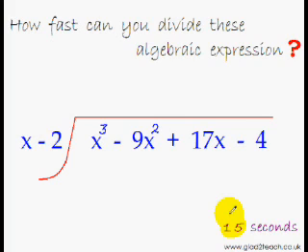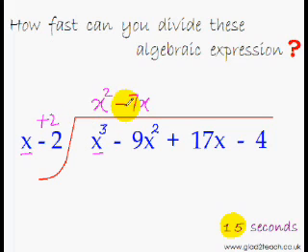Your time is up. So let me do it. X cube divided by x is x square. And you have the first term of the answer. Put plus 2 over here. Plus 2x square minus 9x square is minus 7x square. So I'll put minus 7x. And this is the second term of the answer.